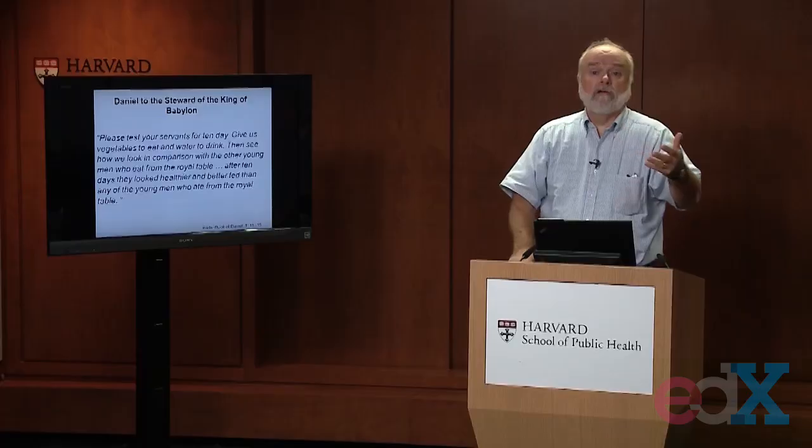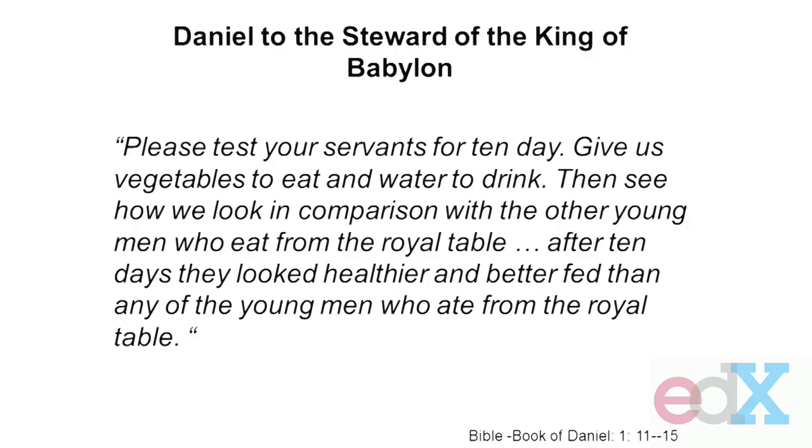So speaking to the steward of the king of Babylon, he said, "Please test your servants," meaning myself and my colleagues, "for 10 days. Give us vegetables to eat and water to drink. Then see how we look in comparison to other young men who eat from the royal table." After 10 days, they looked healthier and better fed than any of the young men who ate from the royal table. So this is a classic example of an epidemiologic study, comparing two diets.